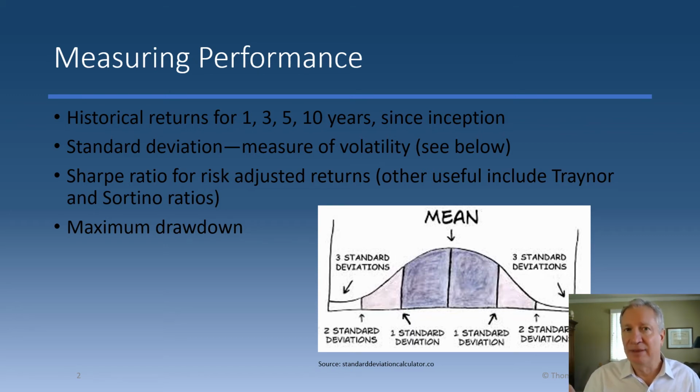Might be 3-month T-bills or something like that, or even a money market return you could look at as a proxy for it, divided by standard deviation. It shows a risk-adjusted return relative to volatility.